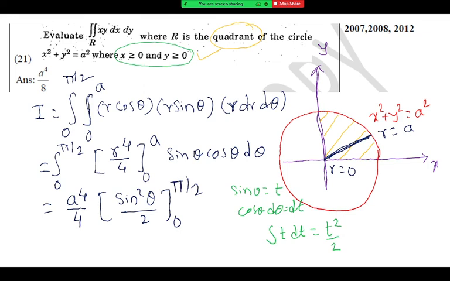So both are correct. Whatever he said is also correct. You can go with sin 2 theta and do it, or I replace sin theta by t, cos theta d theta as dt. The integral of t dt is t square by 2. So that is a way we can do it. So here is a rough work. And just put the upper and lower limit. What is sin pi by 2? Sin pi by 2 is 1. And sin 0 is 0. So a^4 by 4 in bracket 1 by 2 minus 0, and the final answer is a^4 by 8. That's the end of the question.